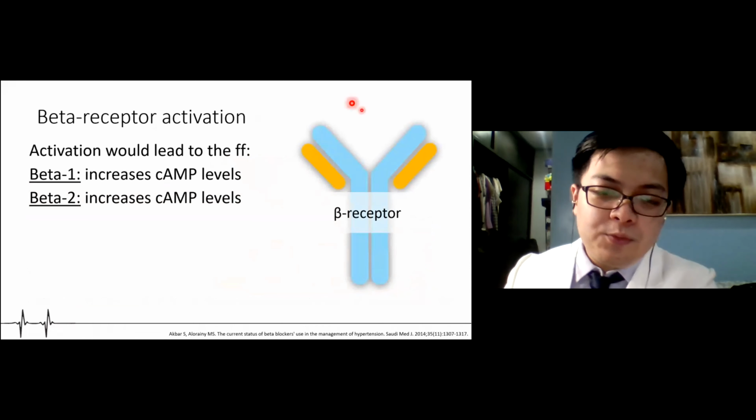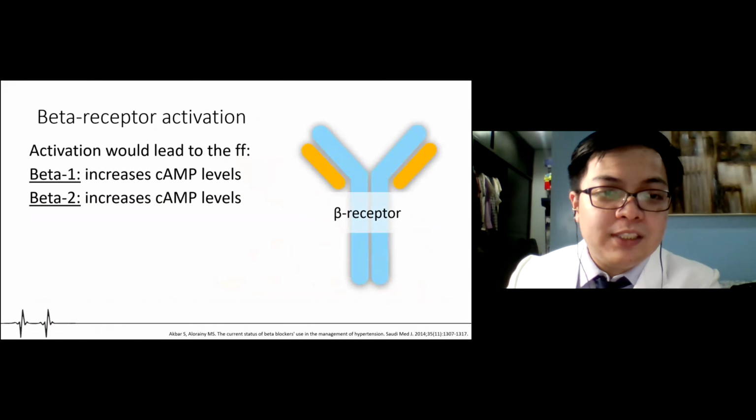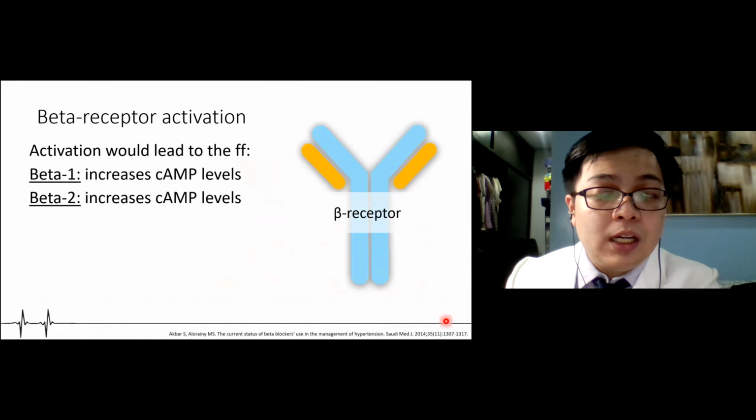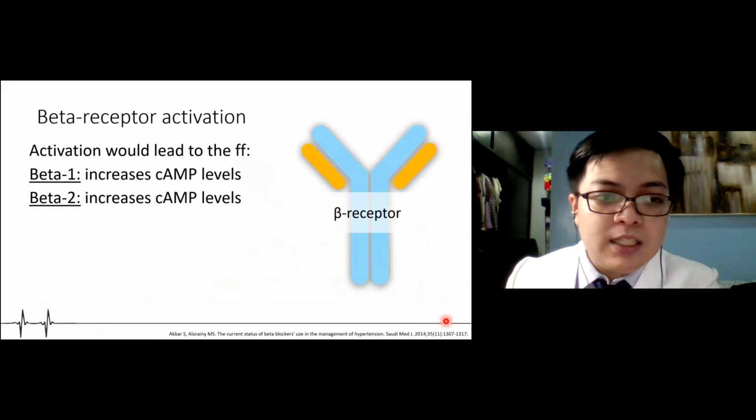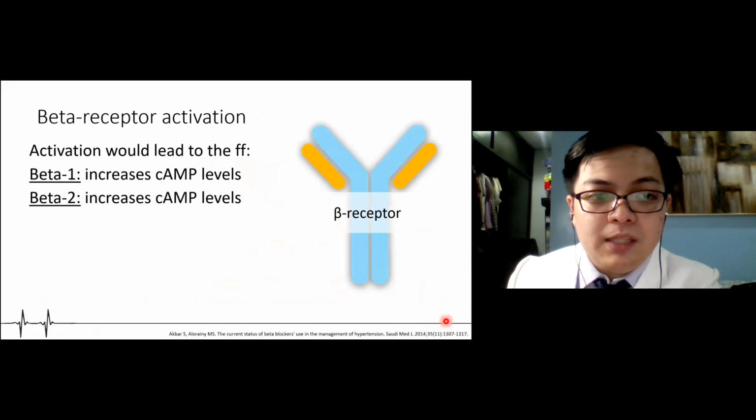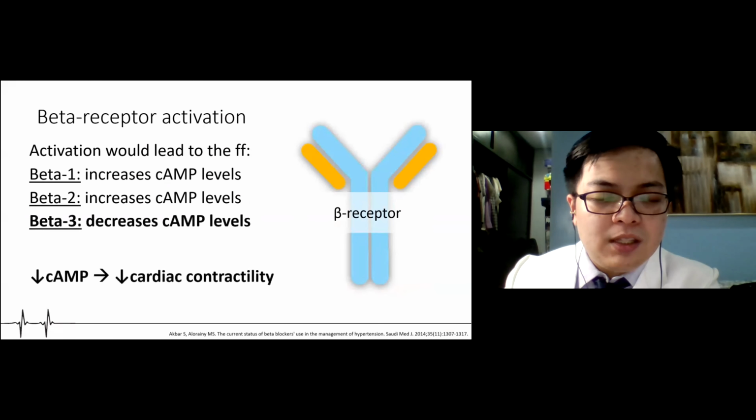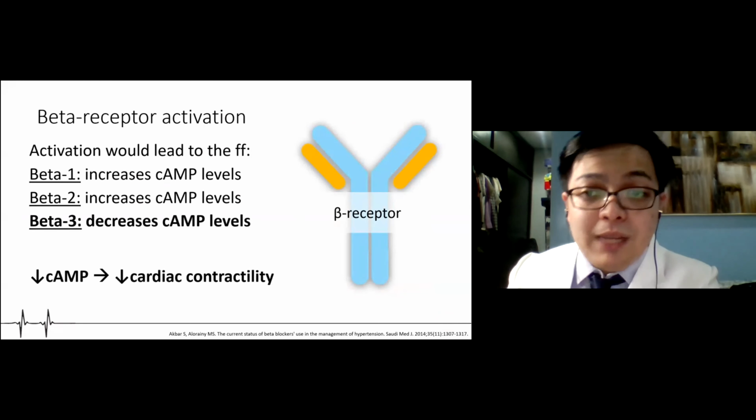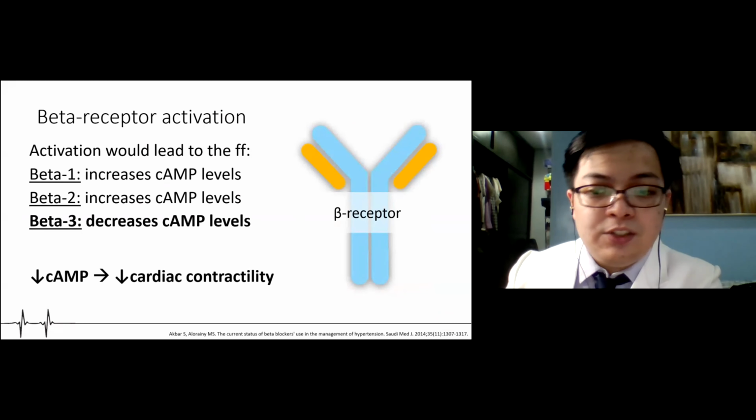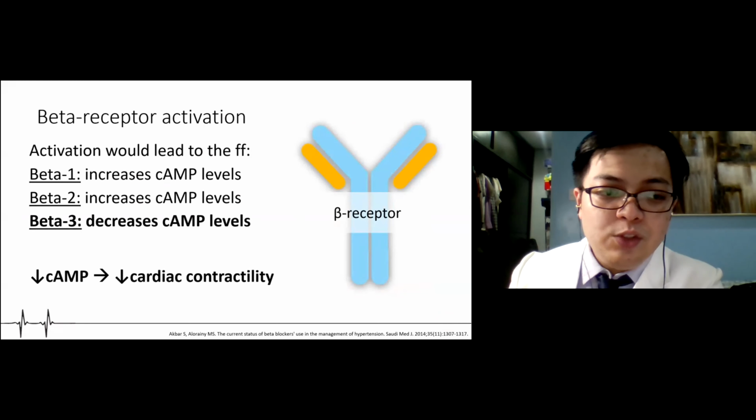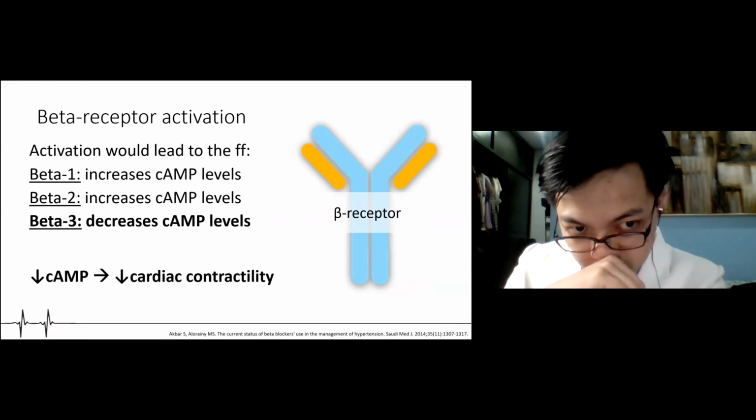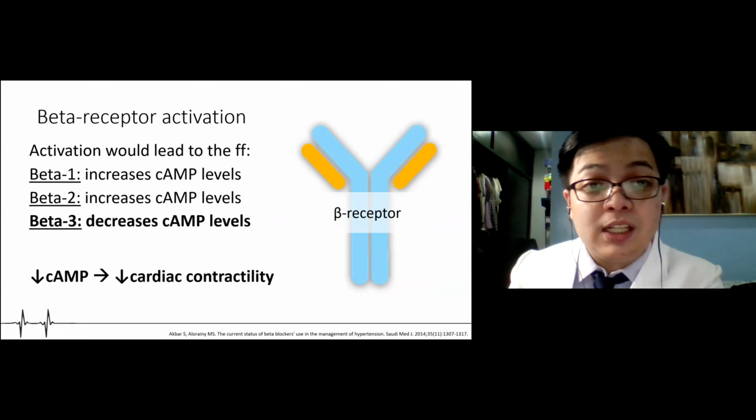So here we've put a figure of the beta receptor, and its activation would lead to the following responses. So when we activate beta 1 and beta 2, it increases your cAMP levels. But the ironic thing here is that in beta 3, it actually decreases your cAMP levels. And when you decrease your cAMP levels, it decreases your cardiac contractility.